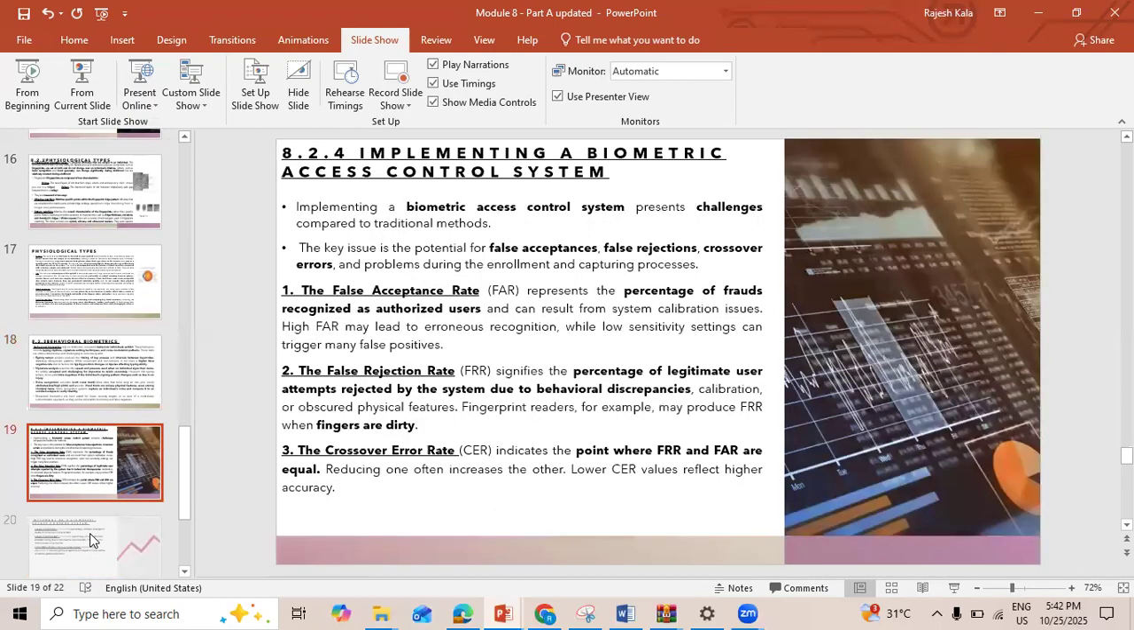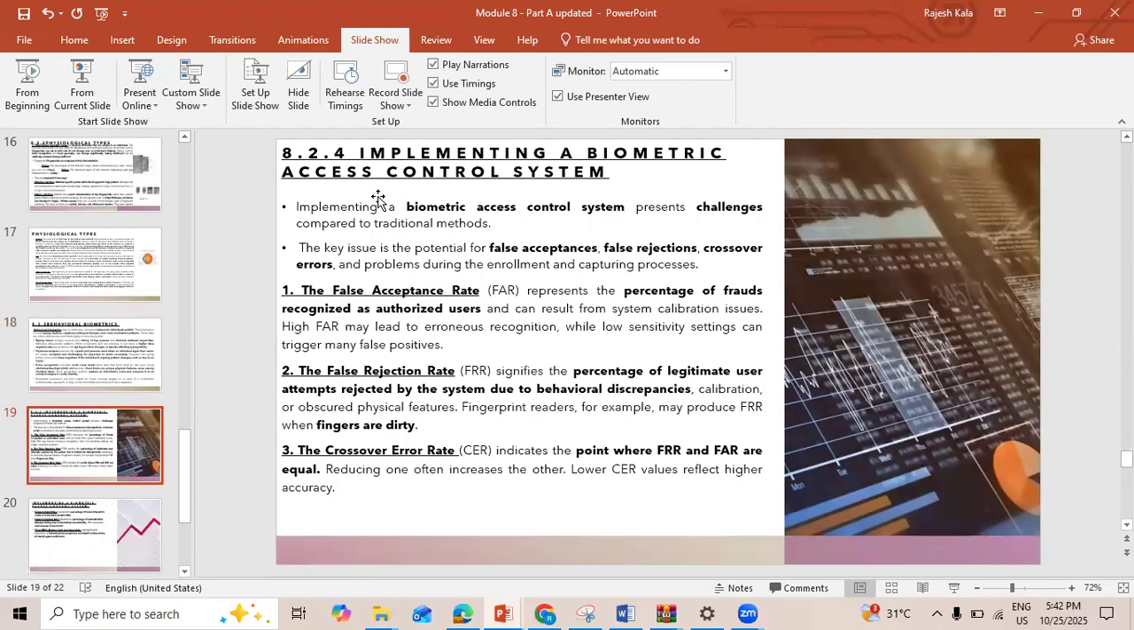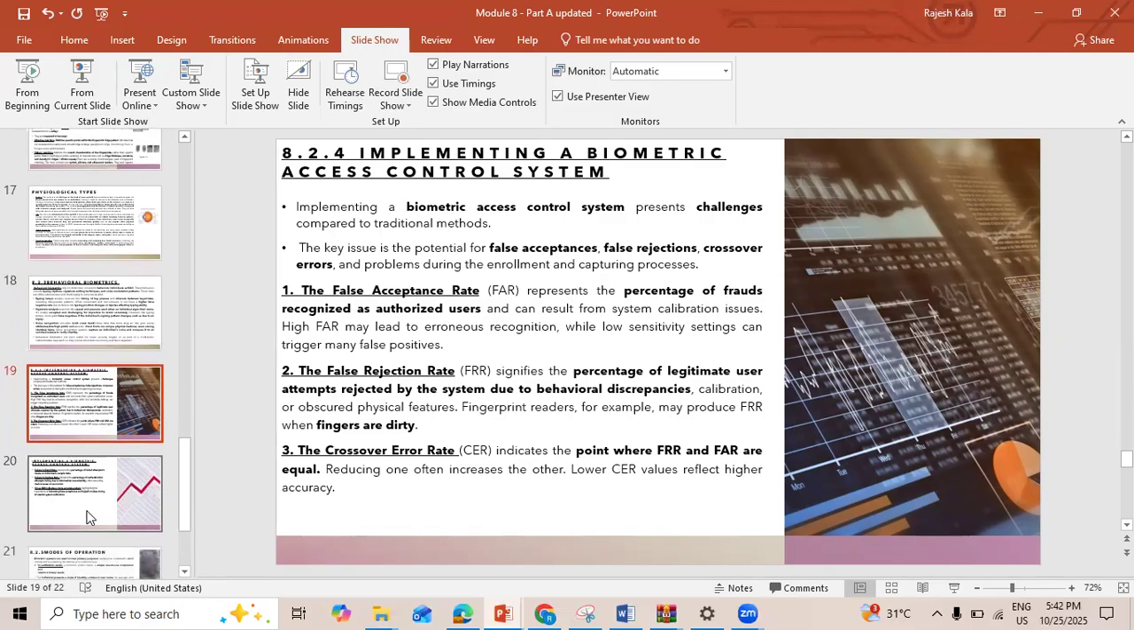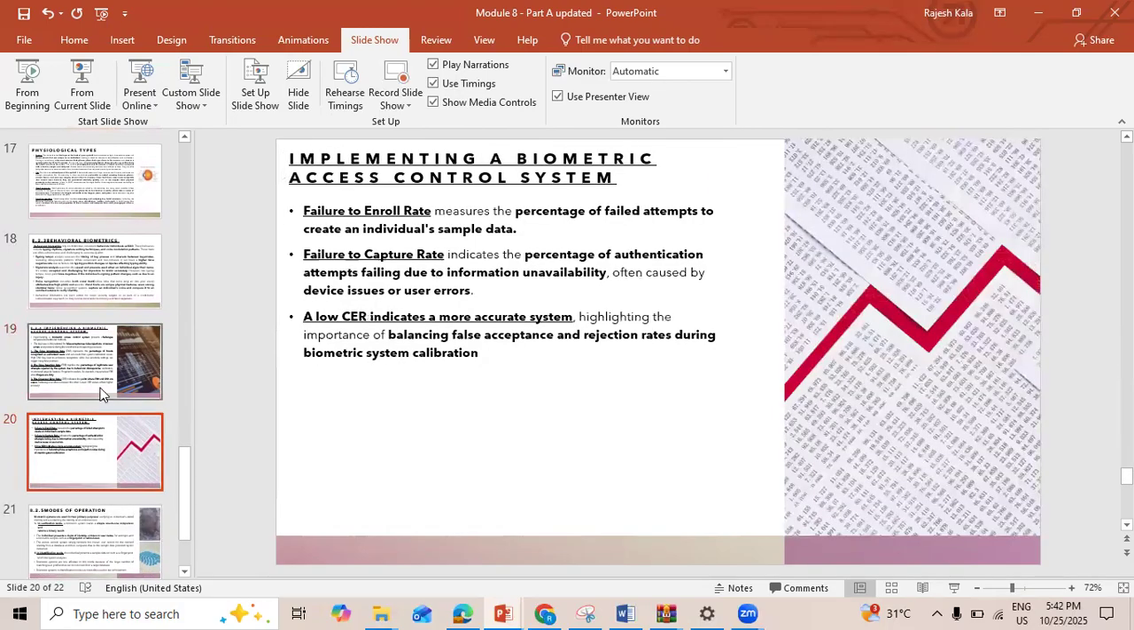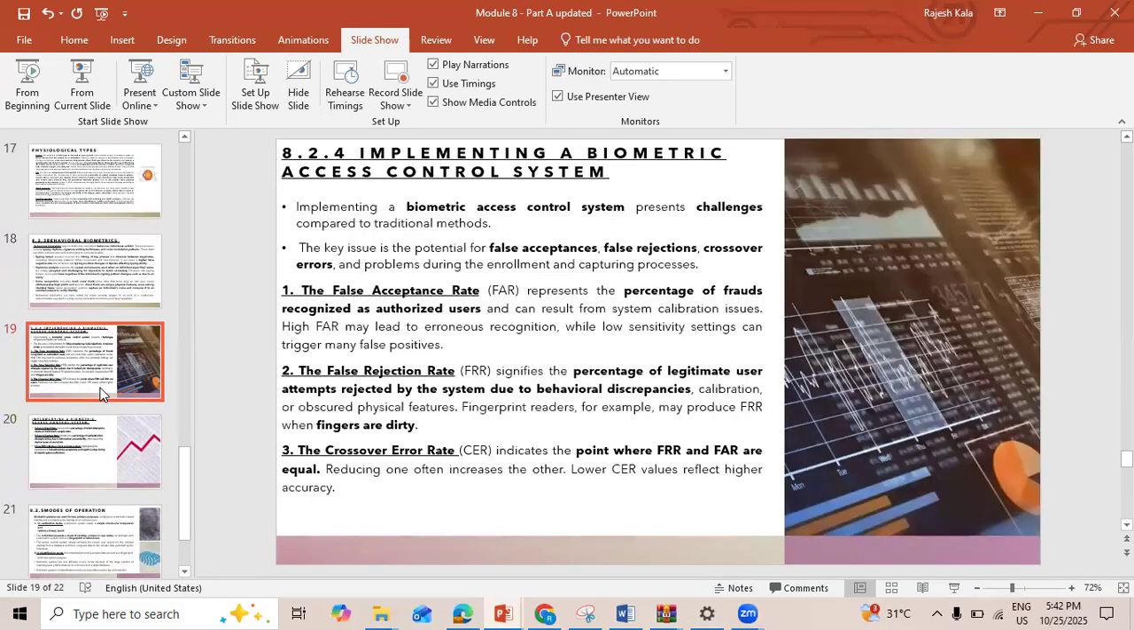Then we have implementing a biometric access control system. What are the challenges? One thing is false acceptance, next is false rejection, then crossover errors. False acceptance means the percentage of frauds recognized as authorized users.